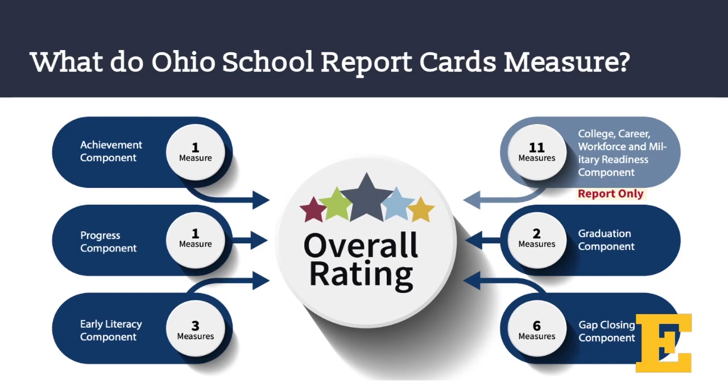In addition, if you look at each of the 5 ratings, achievement, progress, early literacy, gap closing, and graduation, some of those components have multiple measures within that component. So for example, in the bottom right, gap closing has 6 different measures, where achievement in the top left only has 1 measure.